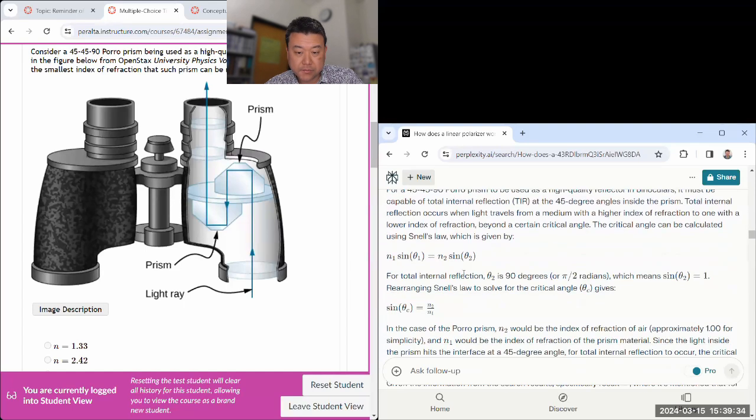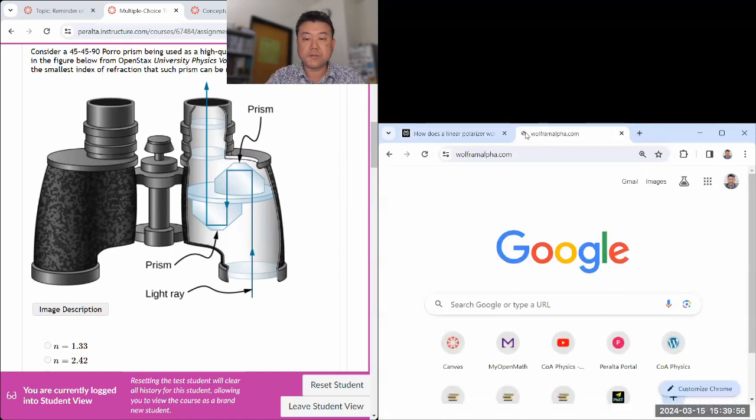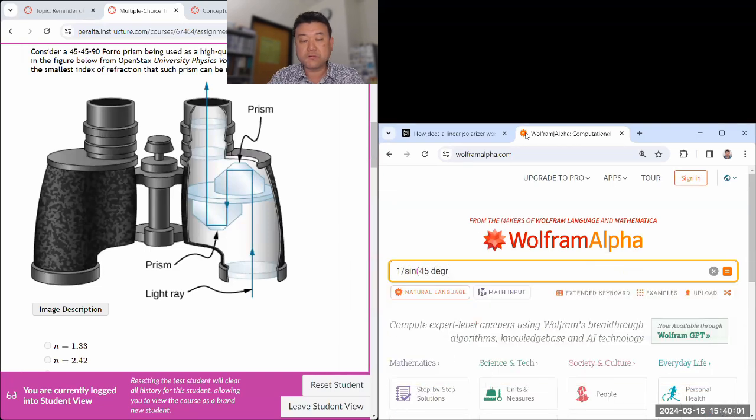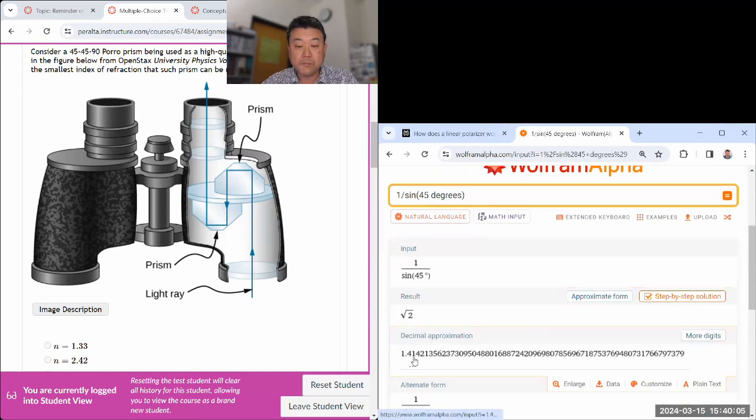So as you are reading through it, you kind of say, okay, these methods are right. The only part there it missed is it set n2 to be equal to 1.33 when it should have been 1. So the critical angle is, I think, 45 degrees. So turn it around. N1 is 1 divided by sine of 45 degrees. Let me do that in Wolfram Alpha. 1 divided by sine of 45 degrees. I hope it gives me a decimal approximation, or 1.414.